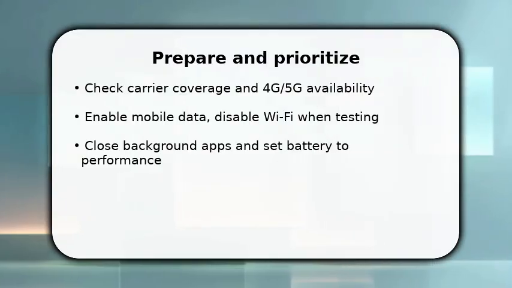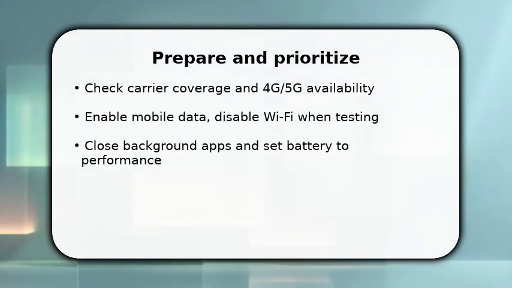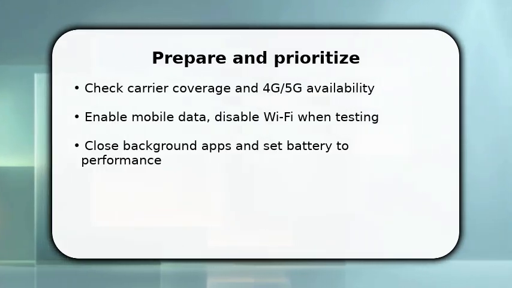You start by confirming prerequisites. Make sure your carrier supports 4G or 5G where you are and that your data plan is active. Once done, turn on mobile data and temporarily disable Wi-Fi so you measure true cellular speed.